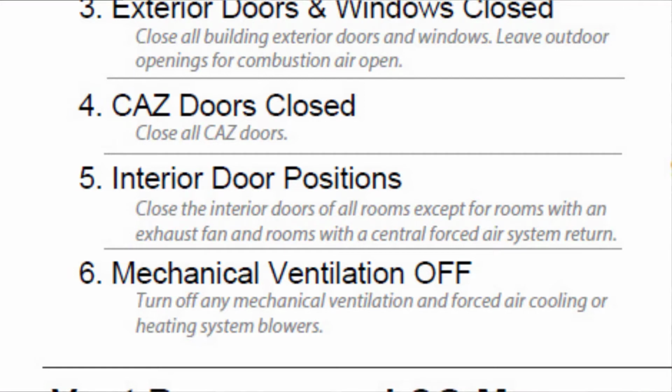The next step is to set all the interior door positions. As you can read here, it says to close the interior doors of all rooms except for rooms with an exhaust fan and rooms with a central forced air system return. So we'll go through the house and close all the doors where if there's only a supply and there's no return in that room, we're going to close that door. Or if there's no exhaust fan in the room.